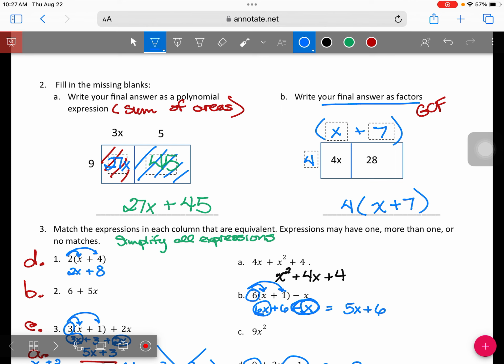It does work, but this is a better answer. So you probably will get partial credit. Partial. That's what I'm saying today.